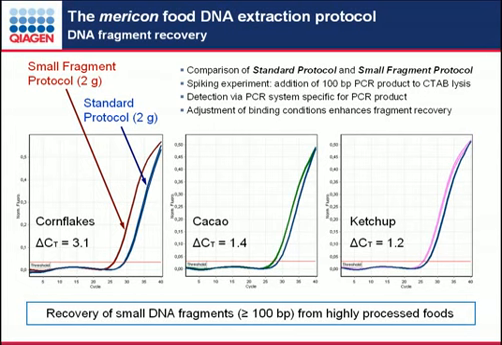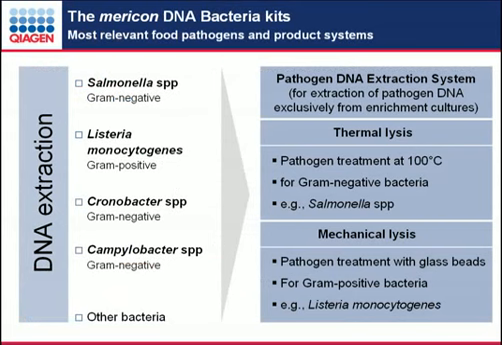Cornflakes is a perfect example of a food where you get fragmentation of the DNA in the processing. Cocoa and ketchup don't show as much difference because they aren't as highly processed and don't have as much shift to the left.